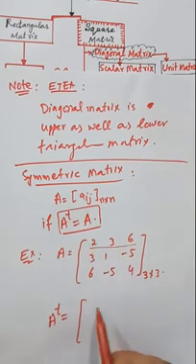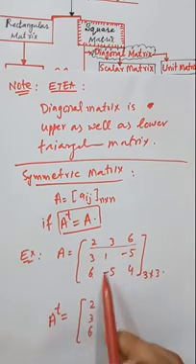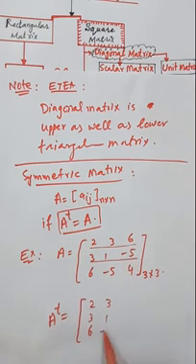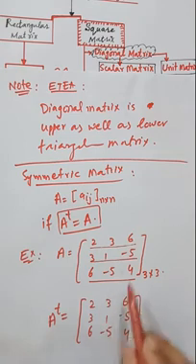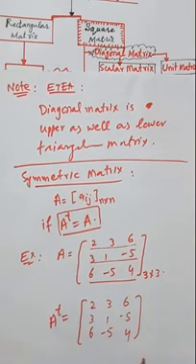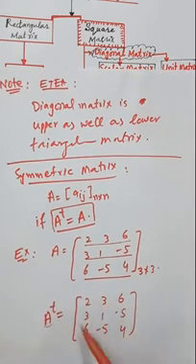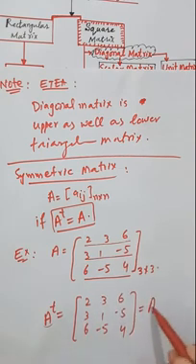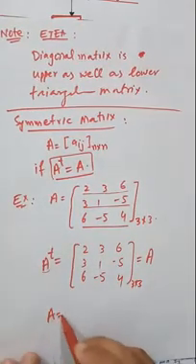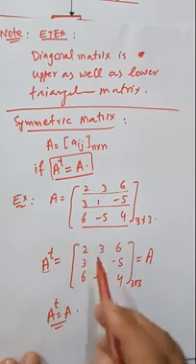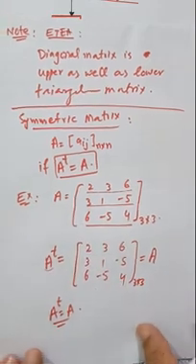So the first row is converted into the first column. The second row I am writing in the second column. The third row I am writing in the third column. When the rows are interchanged into columns, that matrix becomes the transpose of the matrix, and this is the notation for the transpose. You clearly see that the transpose is equal to A, and the order is also 3 by 3. So from here you clearly see that A transpose is equal to A. Therefore the given matrix A is a symmetric matrix.